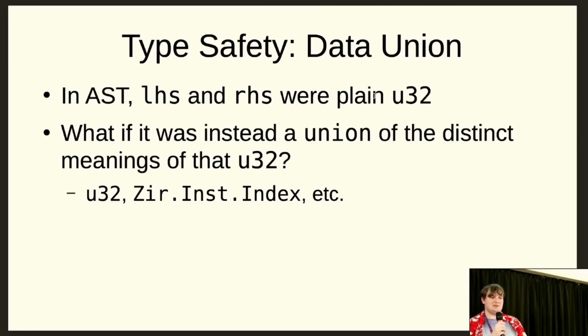Another interesting thing to look at is using a union for the data. So in the AST, we had these fields LHS and RHS, and they were just U32s. And if we wanted a different type, we had to cast them or something like that. So what we could instead do is use a union and have different fields for different ways we interpret this data. So it could be a plain U32, like a length, for instance, but maybe it's an index with that type we defined a second ago. Maybe it's a float for some reason.